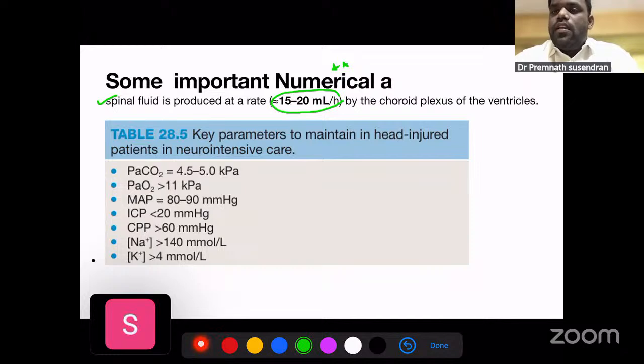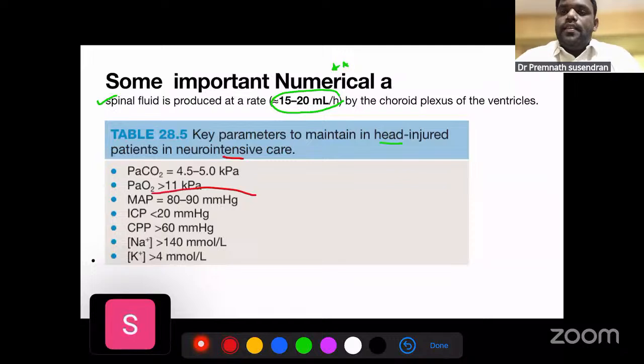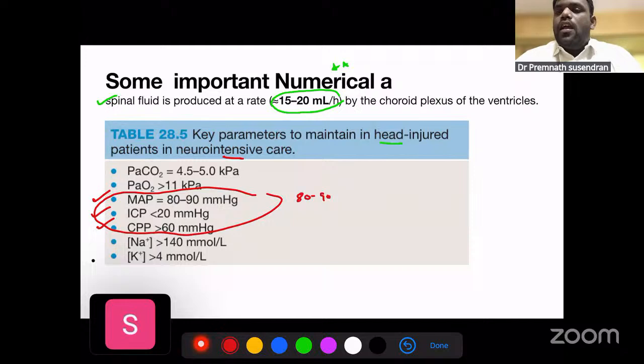And what are the other parameters to maintain in head injury patients in a Neuro-ICU? Mainly you have to remember these three things: MAP, ICP, and CPP. The mean arterial pressure should be maintained between 80 to 90, the intracranial pressure should be maintained at less than 20, and the cerebral perfusion pressure should be more than 60. These are three numericals you should remember. At least remember MAP and ICP.